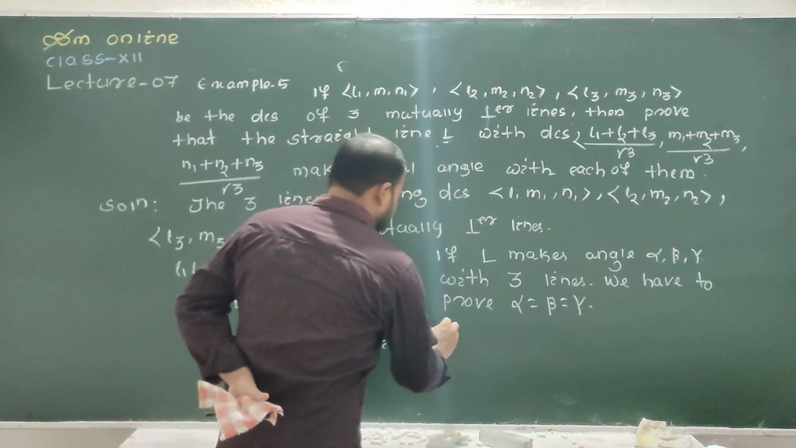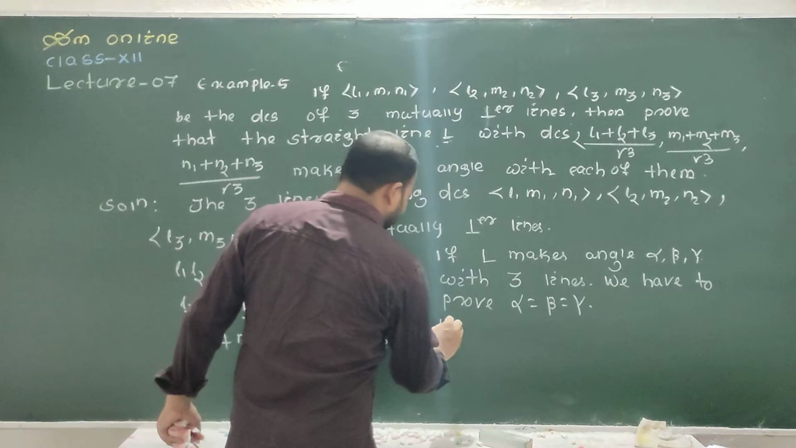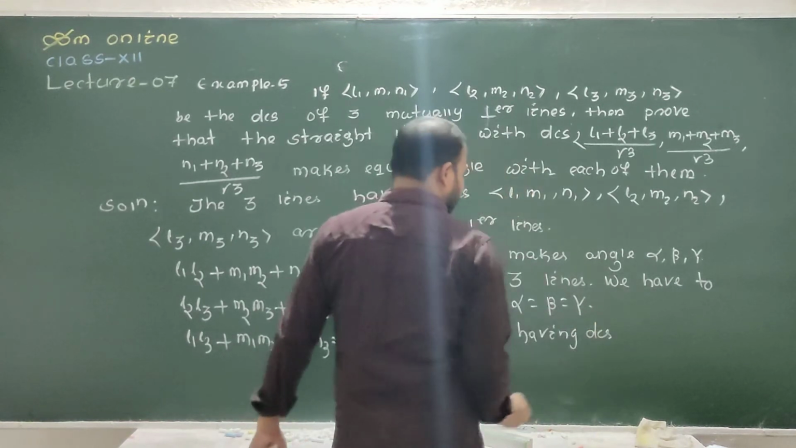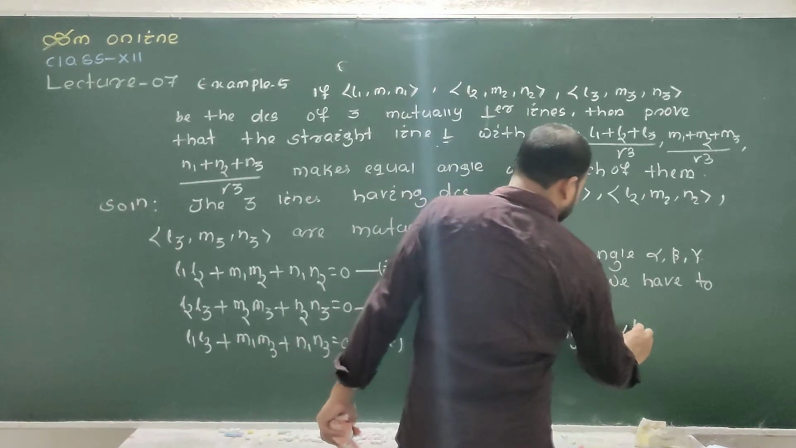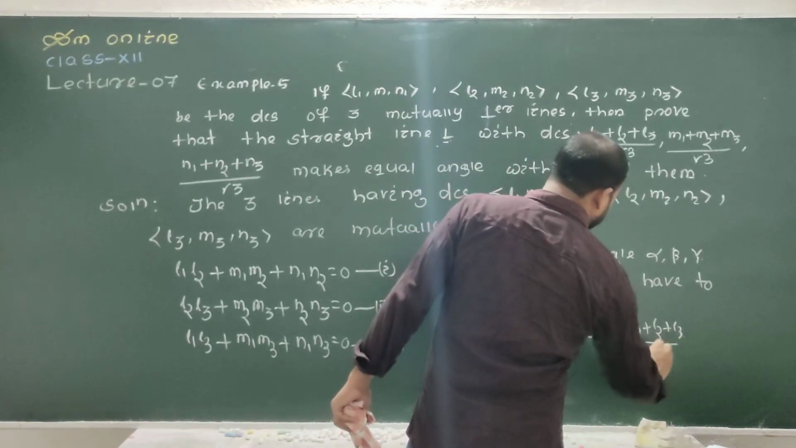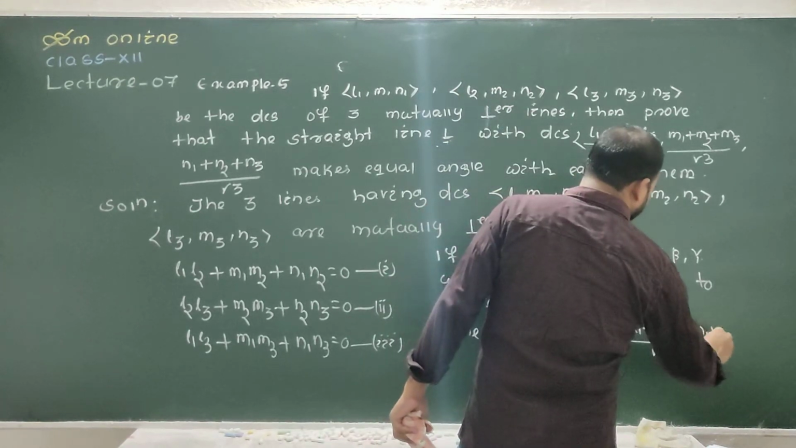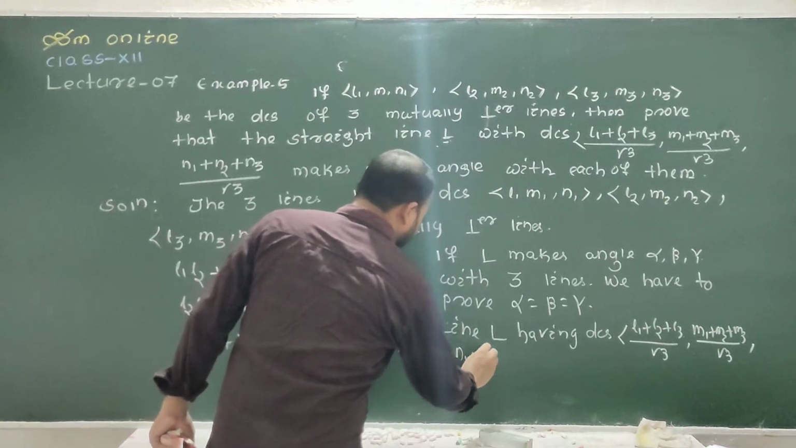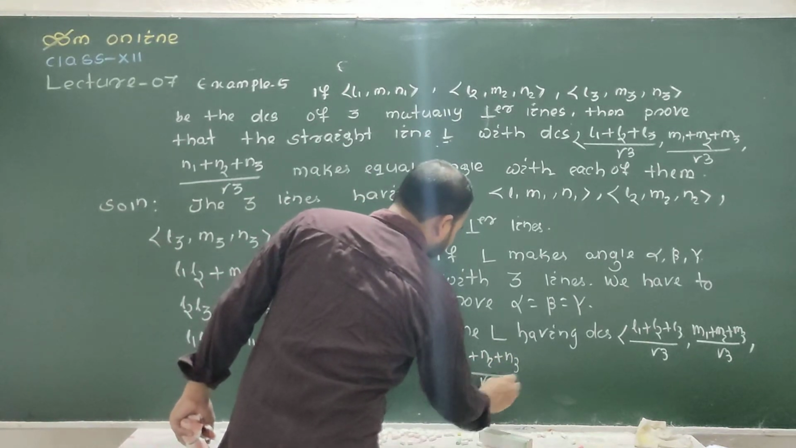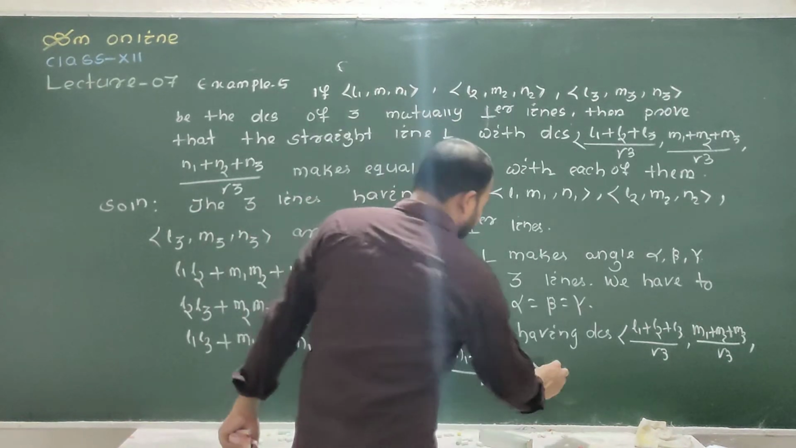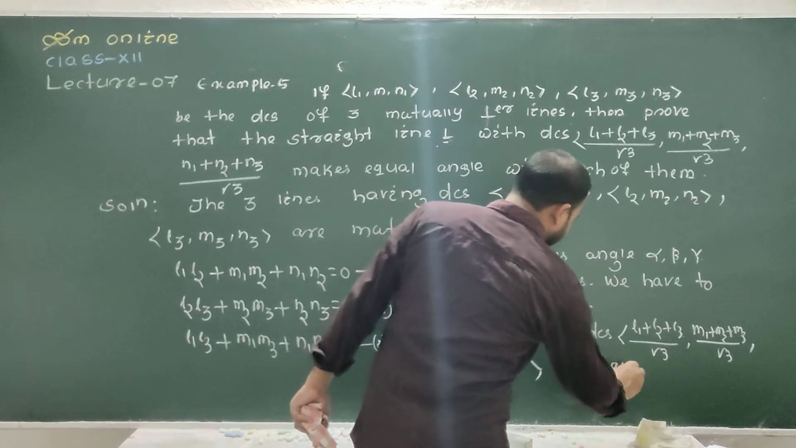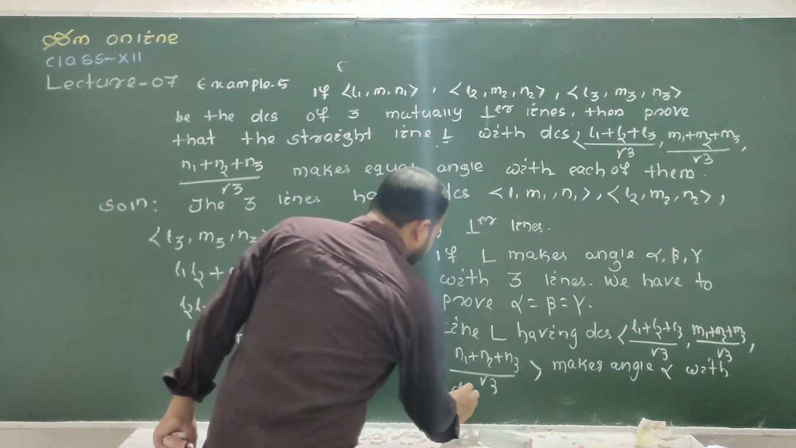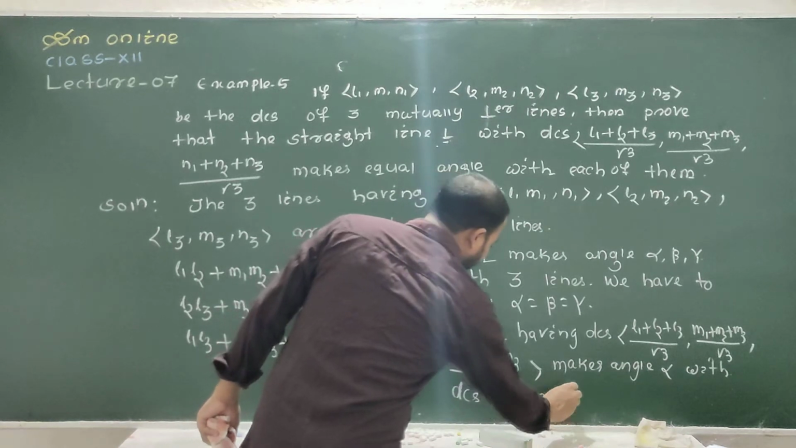Here the line L having DCs L1 plus L2 plus L3 by root 3, M1 plus M2 plus M3 by root 3, and N1 plus N2 plus N3 by root 3 makes angle alpha with the line having DCs L1, M1 and N1.